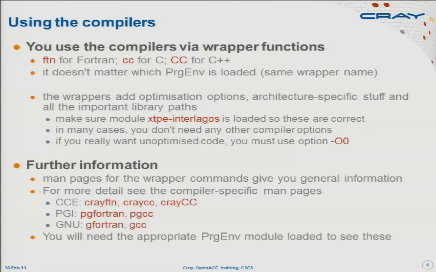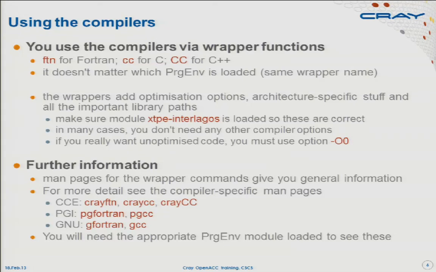When you actually use the compiler, there are some wrapper commands that you use: ftn for Fortran, cc for C, and capital CC for C++. You use the same wrapper name whatever compiler you're using. That doesn't mean all the compiler flags are the same, but the wrapper name is. Why should you use the wrapper? Because it takes care of a lot of the linking paths and special architecture flags that you need in order to run on this system. If you try to use the underlying compiler, it won't work because you won't have set up the paths correctly.